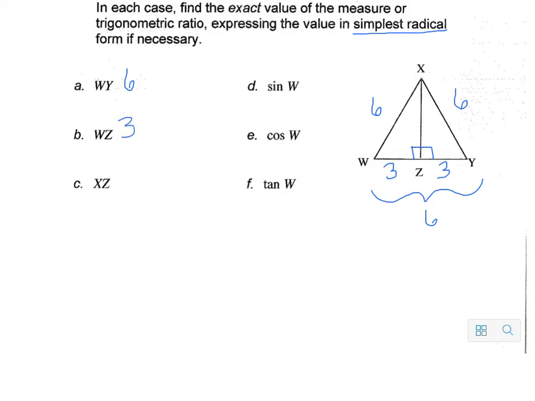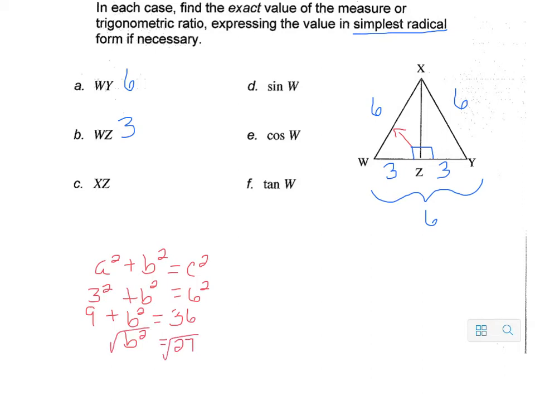We have that. XZ, we don't have that. But XZ is part of both right triangles. So if we just look at one right triangle and find that side, we can use the Pythagorean theorem. So we'll go a squared plus b squared equals c squared. We'll say 3 squared plus b squared equals 6 squared. 6 has to be the hypotenuse because it's directly across from the 90-degree angle. 9 plus b squared equals 36. B squared equals 27. Square root both sides. B equals 3 radical 3.